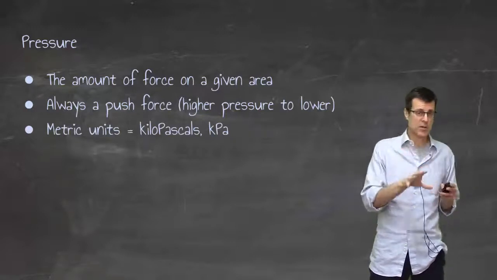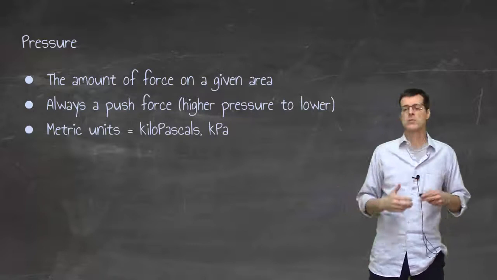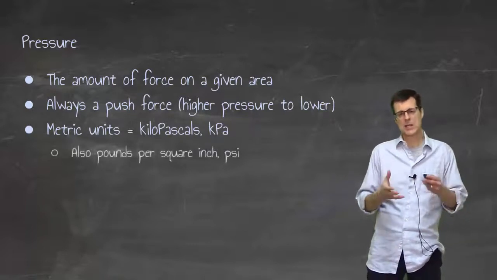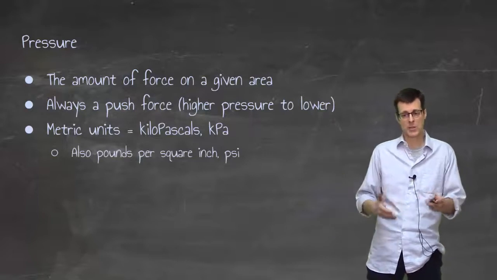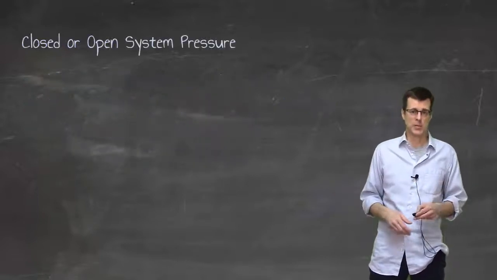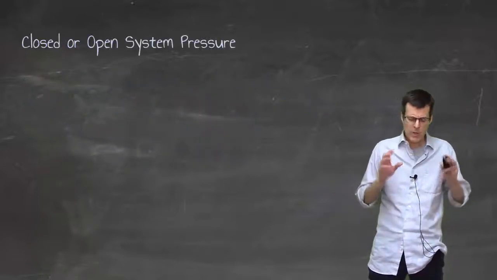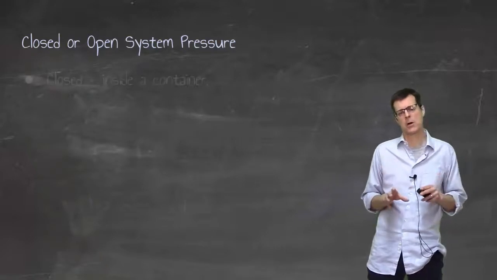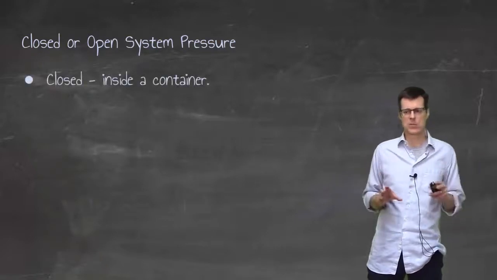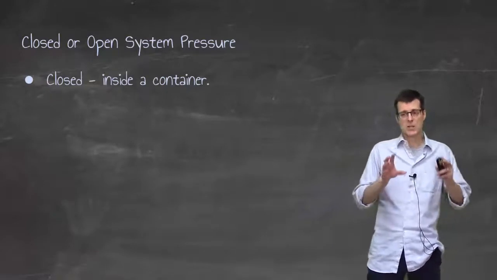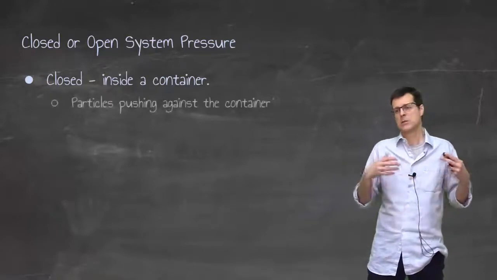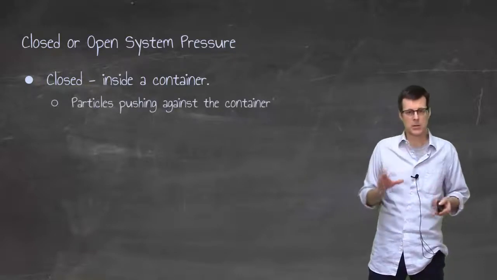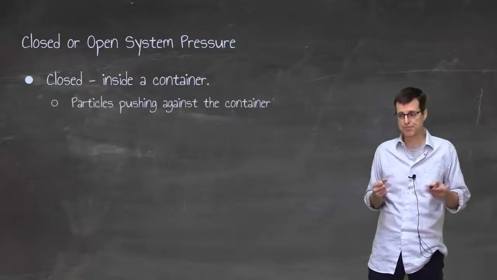For us, the only thing we're going to be using is the metric units of pressure, and those are going to be kilopascals. However, day-to-day use, if you're inflating tires, for example, you're probably more familiar with pounds per square inch, which is PSI. Now, when we talk about pressure, there are two kinds of pressure that are important, and we sometimes have to distinguish between them. One is a closed system, and a closed system is inside a container, the lid is on. So an aerosol can or something like that.